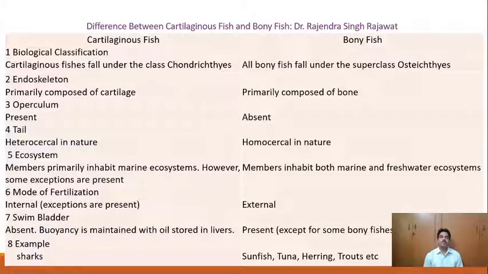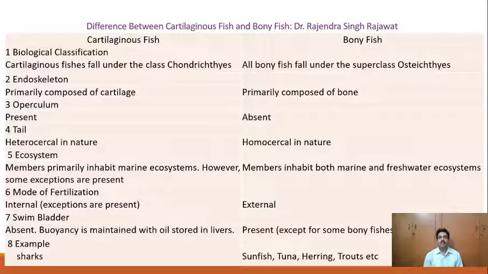The seventh point is the presence or absence of swim bladder. The swim bladder is absent in cartilaginous fishes, so buoyancy is maintained with oil stored in the liver, whereas the swim bladder is present in bony fishes, except for some bony fishes that dwell in the deep.